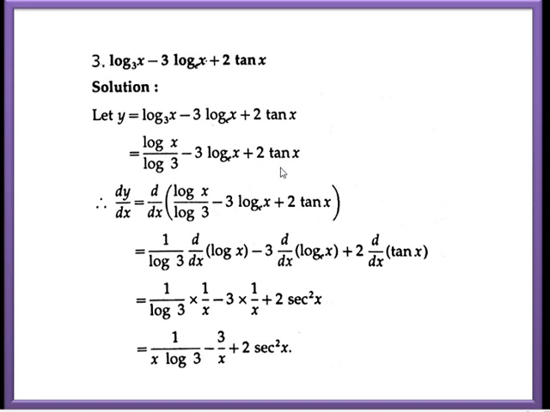Remaining terms as they are. Now differentiate. Now you may think that you are supposed to use the quotient rule here because this is u upon v, but the denominator is purely a constant.